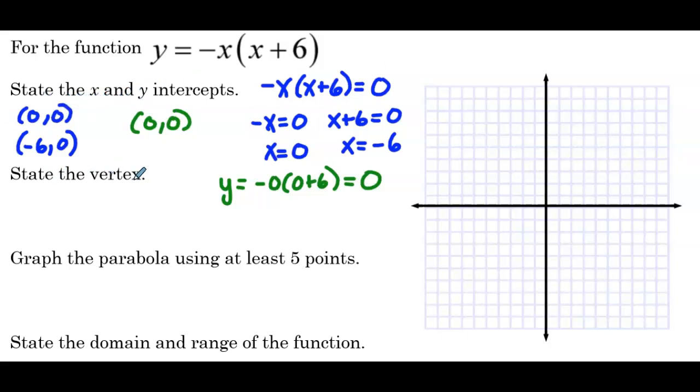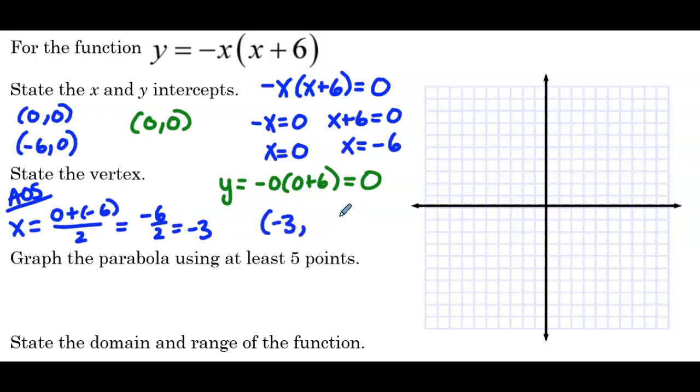Next up, state the vertex. So we need to find the axis of symmetry. So that's the average of the x values from the x-intercepts. So 0 plus negative 6 over 2. So that's negative 6 over 2, which is negative 3. So the vertex is the point with an x value of negative 3.